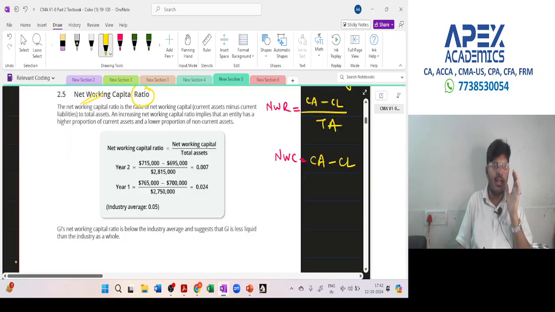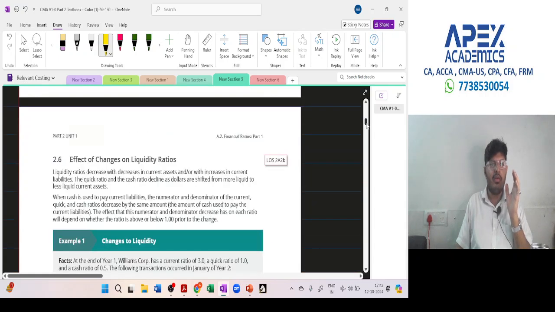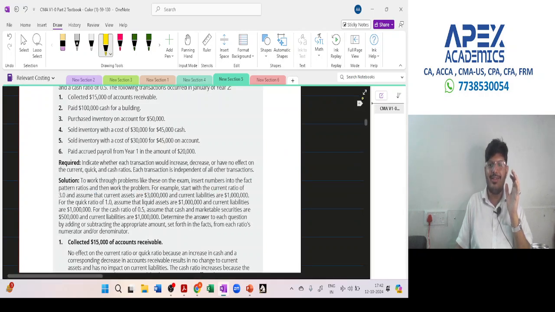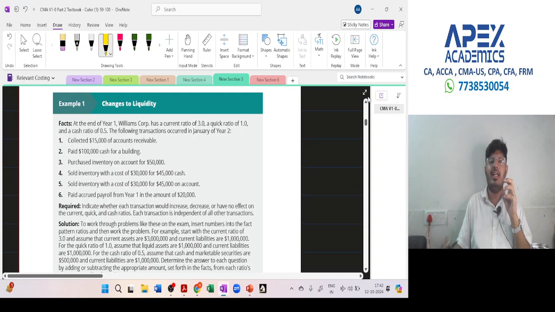What was this, my dear friends? We completed our liquidity ratios. We are quickly going to take into consideration these 6 examples so that we have got a little bit of question answer flavor over here.